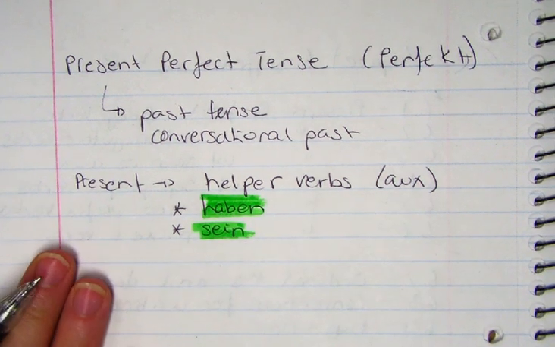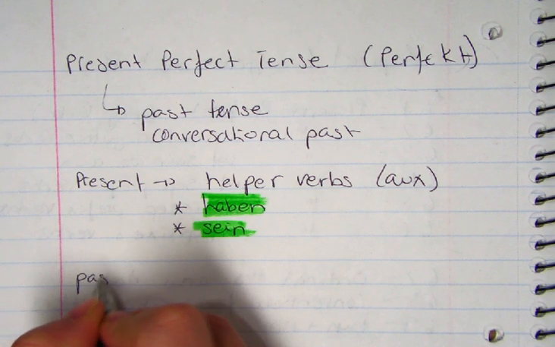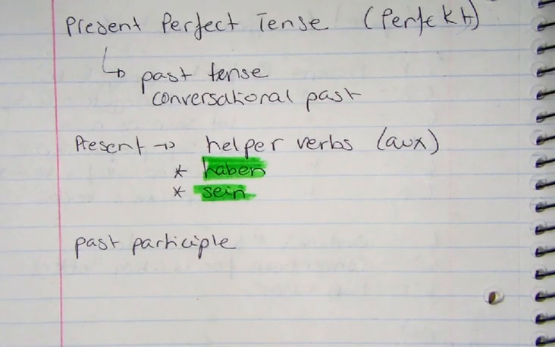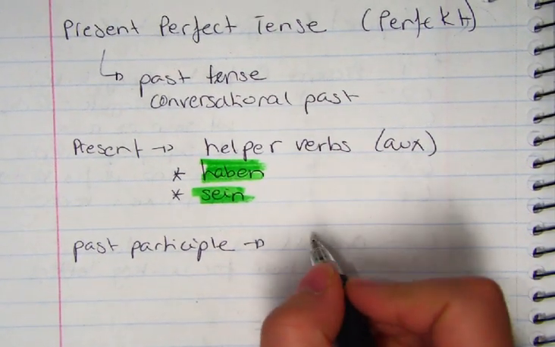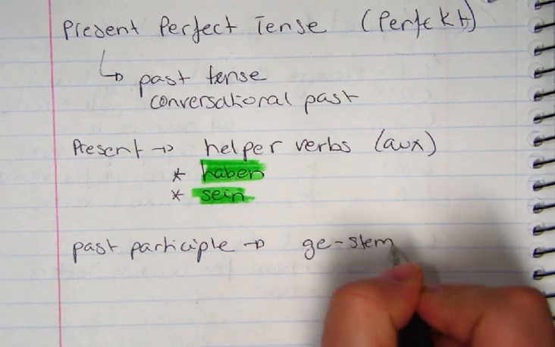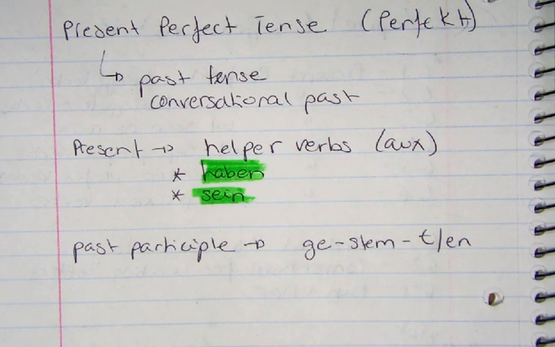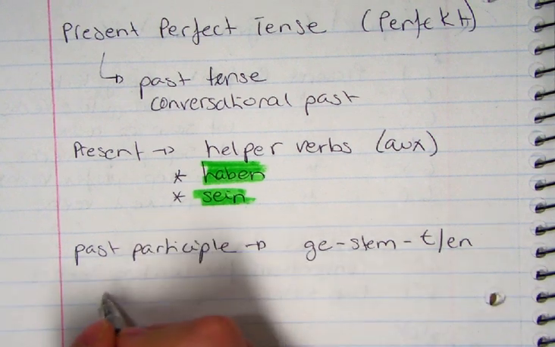In addition to having a helper verb, you're also going to have something called a past participle. Now, the past participles are formed by taking the stem of a verb. You're going to have a GE in front of it, then you're going to have a stem, and then you're going to have a T or an EN ending. And there's some variety there. Now, the first one we're going to look at are regular verbs.